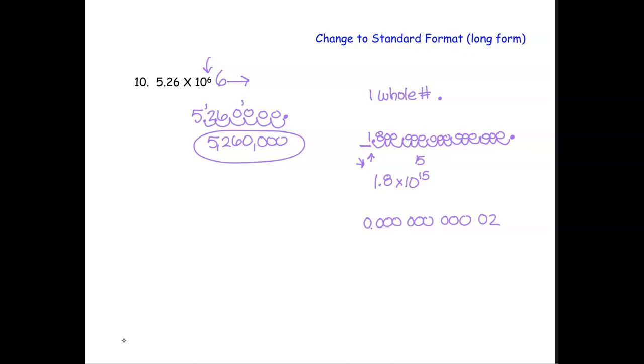And so the same rule applies. Here's my starting decimal. I'm going to have to move my decimal. I want one whole number, and I'm going to put my new decimal point. I'm going to move 1, 2, 3, 4, 5, 6, 7, 8, 9, 10, 11.